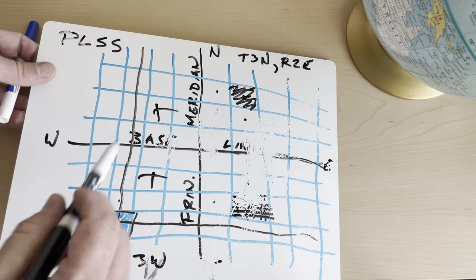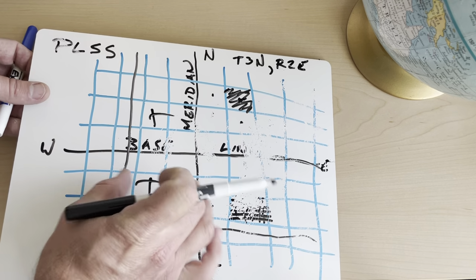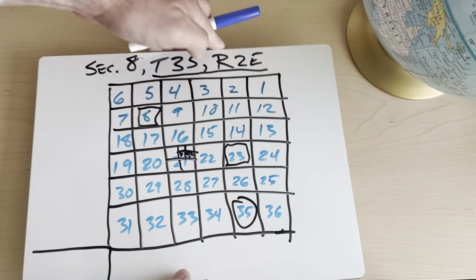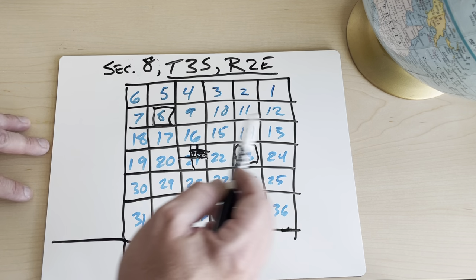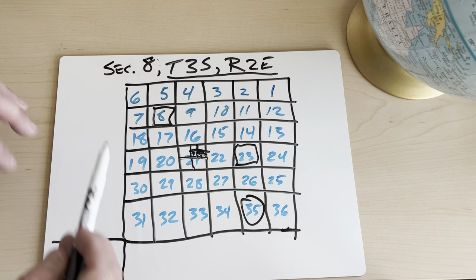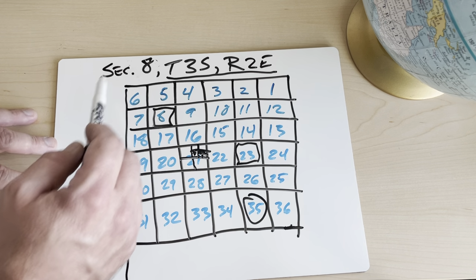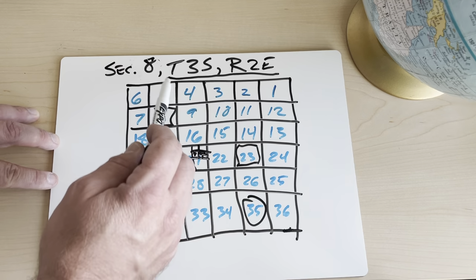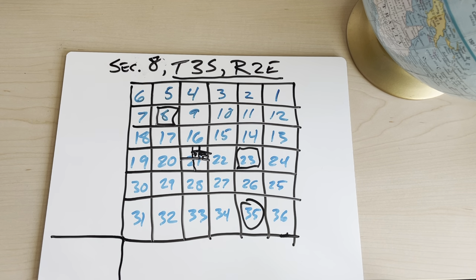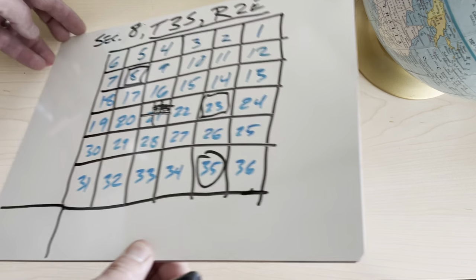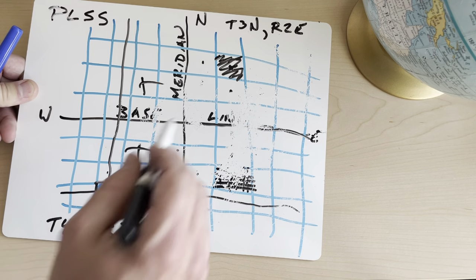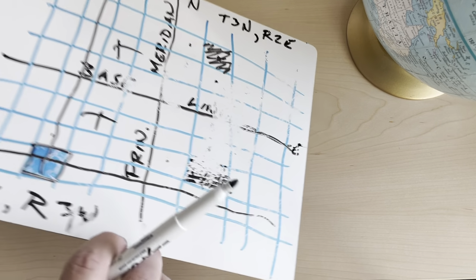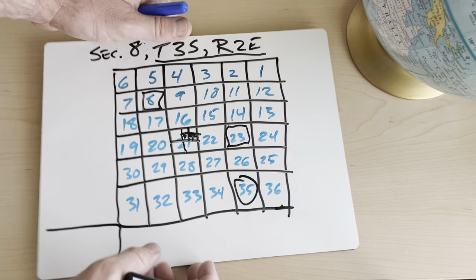But then I also want you to be comfortable if I expand one of these and show you the sections. You need to be able to number these things properly, remember how this whole convention works, figure out the section itself, but also make sure you can get that Township 3 South, Range 2 East, which again, we just got by counting squares from the baseline and from the principal meridian. And that's all you gotta do.